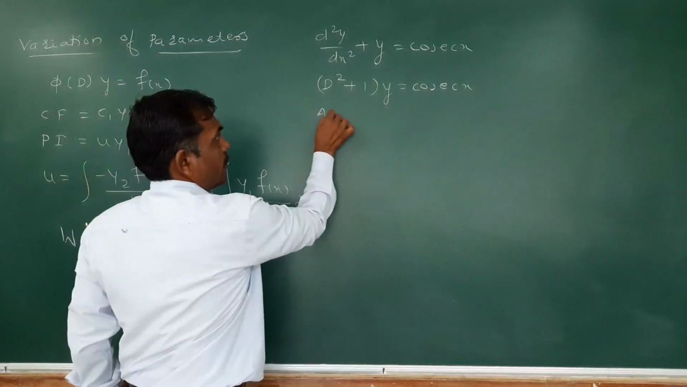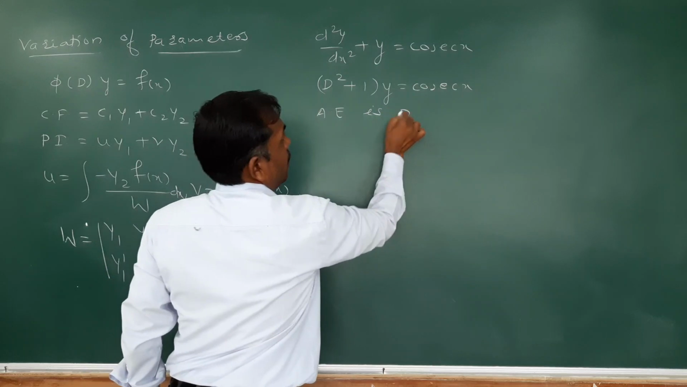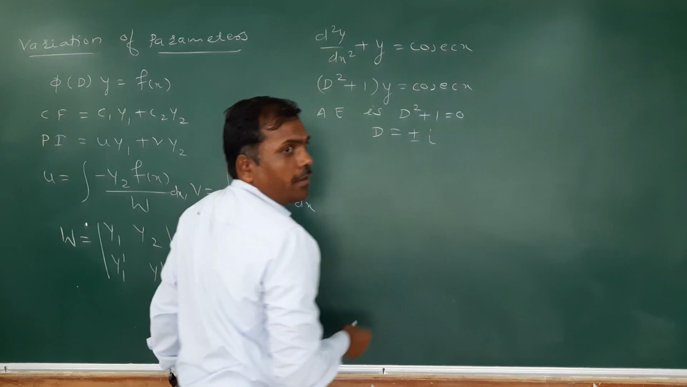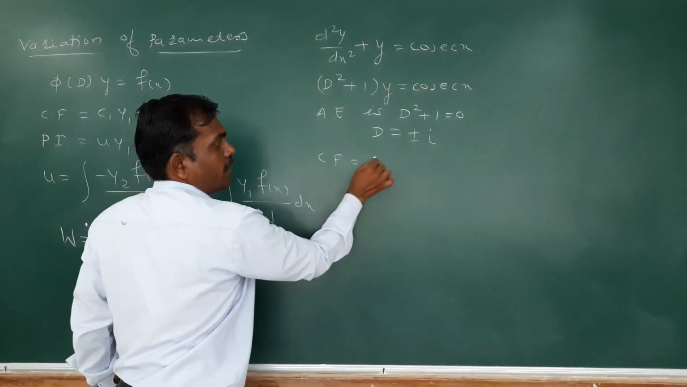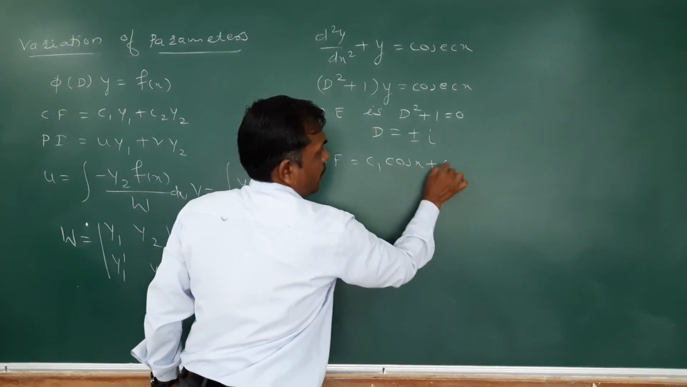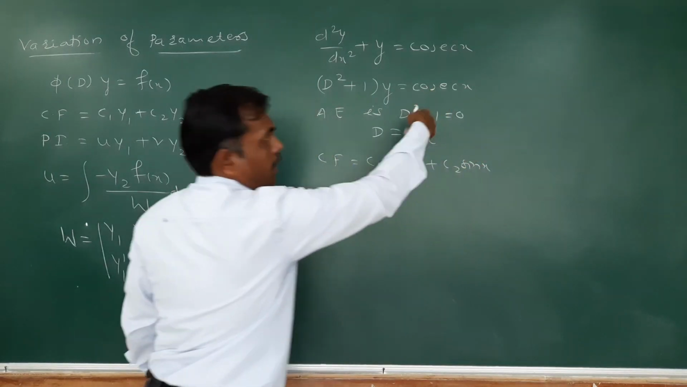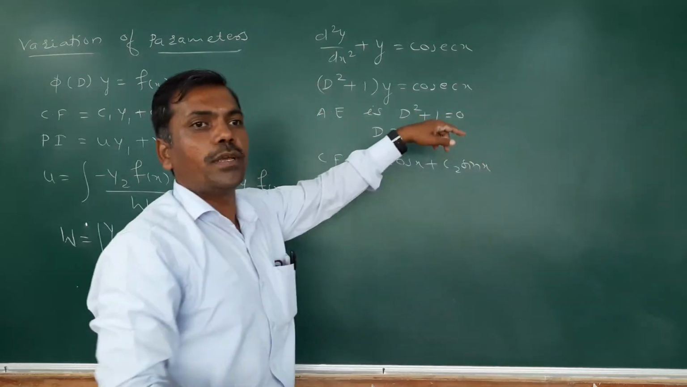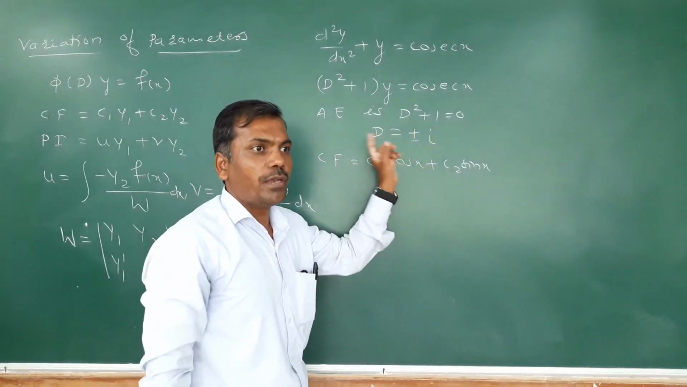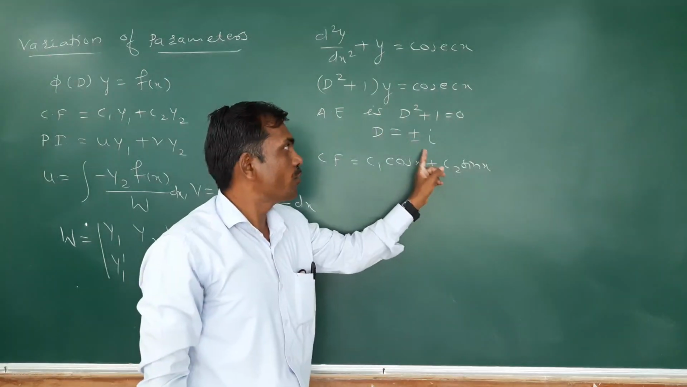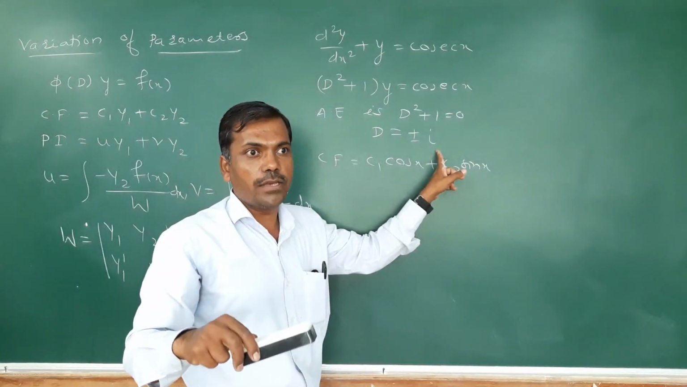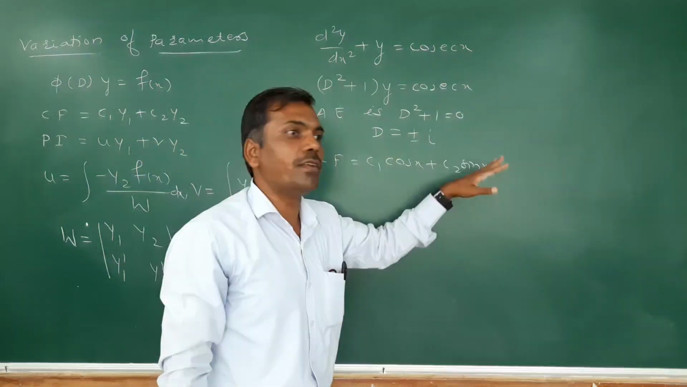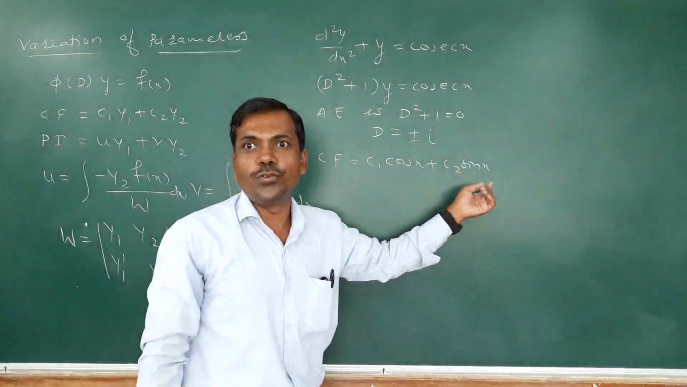So your auxiliary equation is D square plus 1 is equal to 0. So D is equal to plus or minus i. So our complementary function is c1 cos x plus c2 sin x. Have you remembered this? D square plus 1 equal to 0, so D square equal to minus 1. The square root of minus 1 I can write as i, and plus minus for taking the square root. So D equal to plus or minus i, and using our third case, our third rule to find the complementary function, roots are imaginary and distinct. So I get c1 cos x plus c2 sin x.